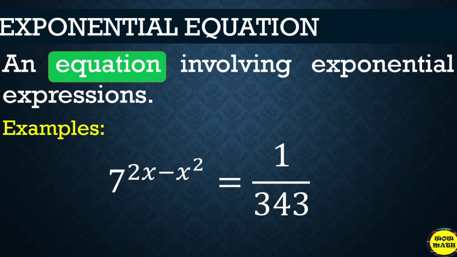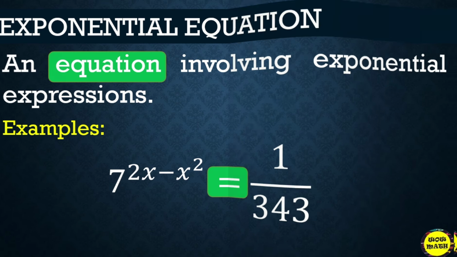So, from the word equation, so equation, equal. So, kapag nakita natin yung symbol na to, and then both expressions natin dito are exponential. So, 7 raised to 2x minus x squared, this is exponential, and then meron tayong equals dyan. So, yan yung palatandaan nyo na that is an exponential equation. Next.